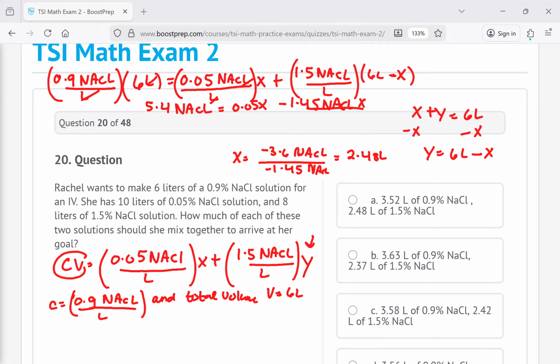So now it's going to be 6L minus 2.48 liters, which is equal to 3.52. So that's how I got 3.52 liters of 0.9. Yeah, so that's why it's letter A. Okay, let's move on.